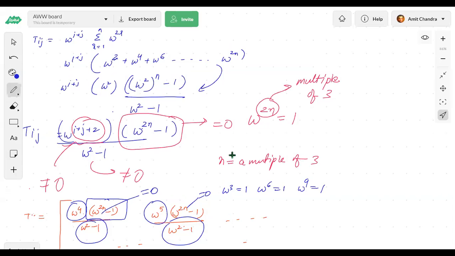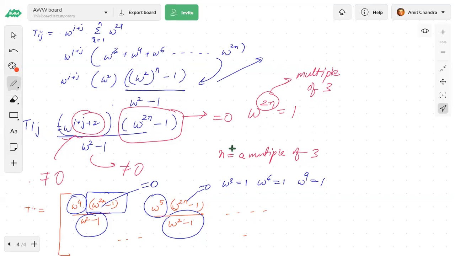I told you, I have not taken omega square common. Even if you take omega square common, or even if you don't, this is a sum of GP, where this is the first term, a into r to the power n minus 1 upon r minus 1, where r is the common ratio. So the common ratio is omega square, giving omega square to the power n minus 1 upon omega square minus 1. So this is just a sum of GP. Okay, fine.